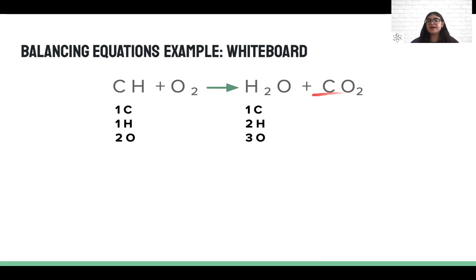And then on the other side, we have 1 carbon, again, it's over here, just no subscript, no coefficient, so it's just 1. We have 2 hydrogens because we have no coefficient and a 2 as a subscript, so 2 times 1 is 2. And here's where it gets a little bit trickier because this 3 oxygen is not that easy.